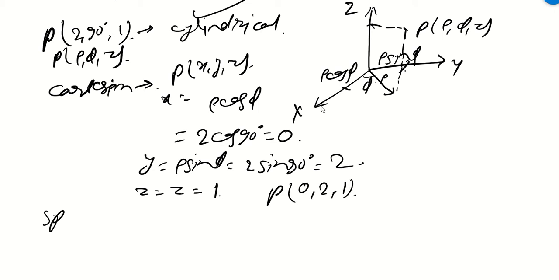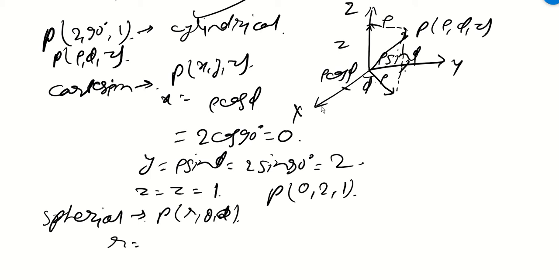Now in spherical, so in spherical systems, what we will do? My point is to find out P as r, theta and phi. So r will be my radial distance from origin. So this is my rho. So from origin this will be this thing.